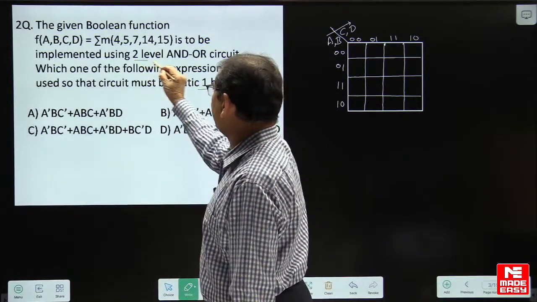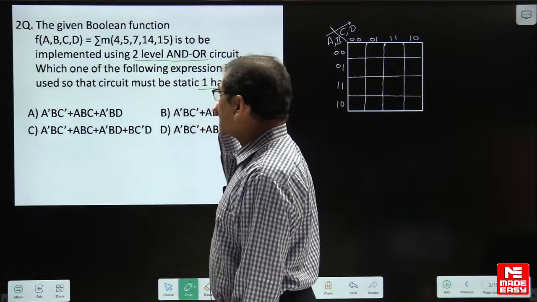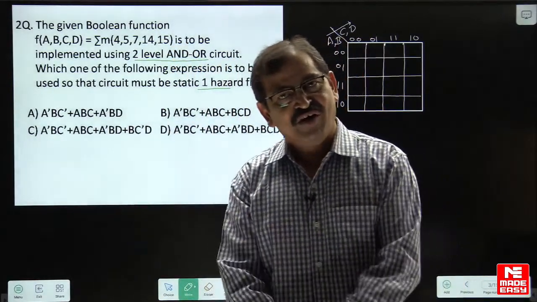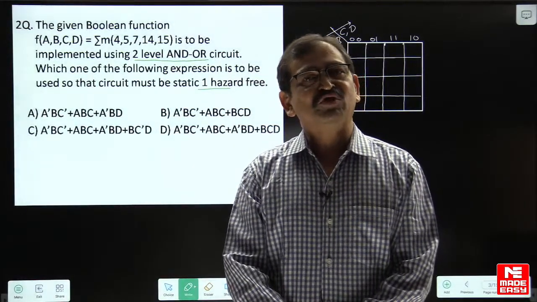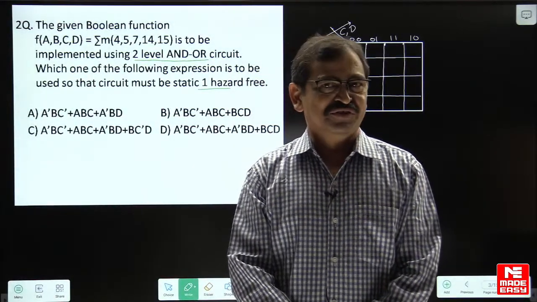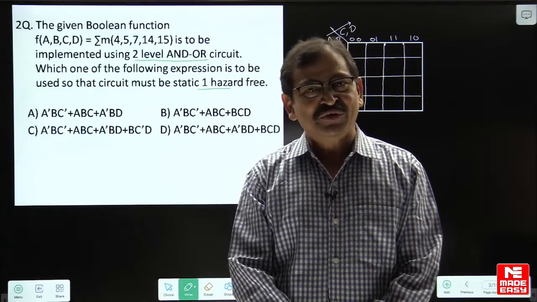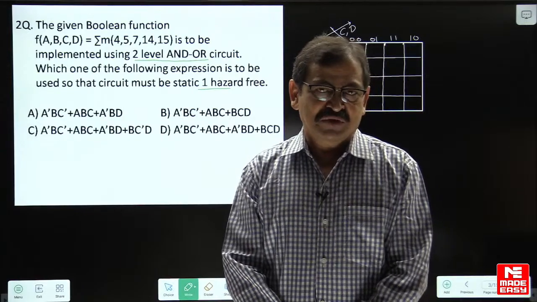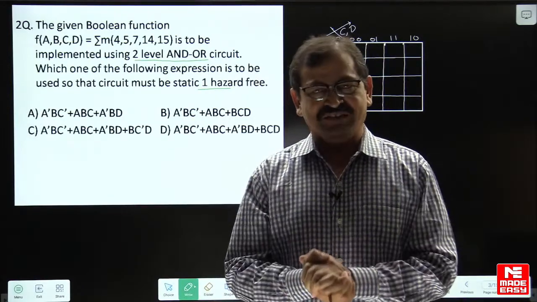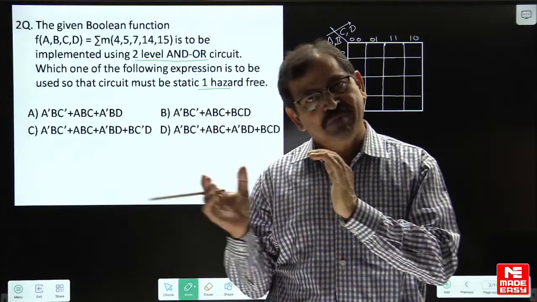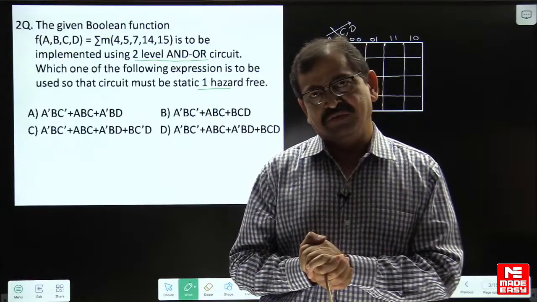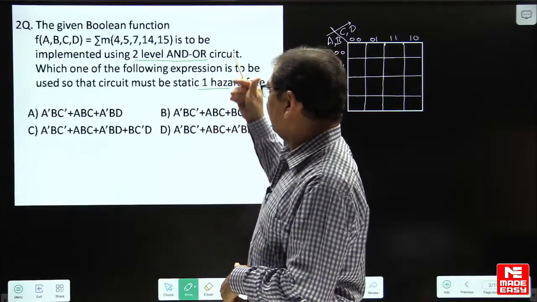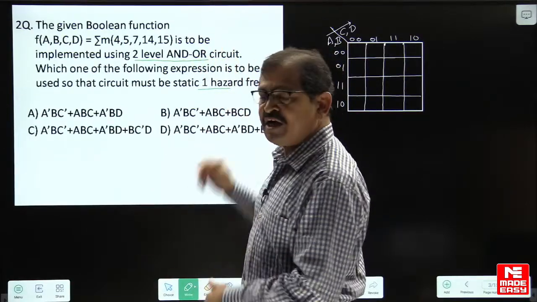The circuit is to be implemented with two-level AND/OR. When we implement this function with two-level AND/OR, the realization we want is one that is supposed to be a static 1 hazard free circuit. To answer this question, you need to know about static 1 hazards. So basically, you need knowledge of hazards, which lets you say which Boolean expression realizes this function as static 1 hazard free.